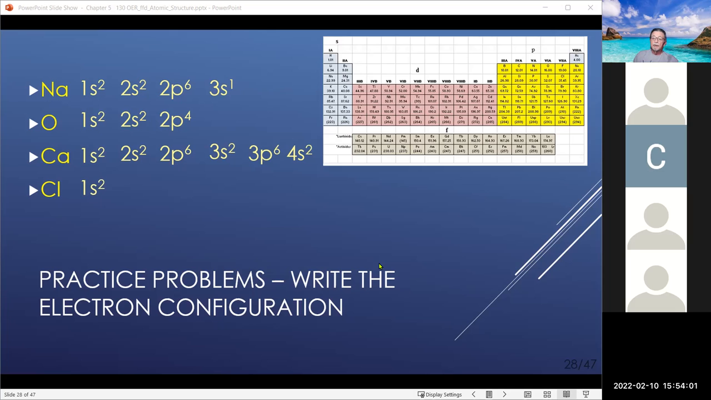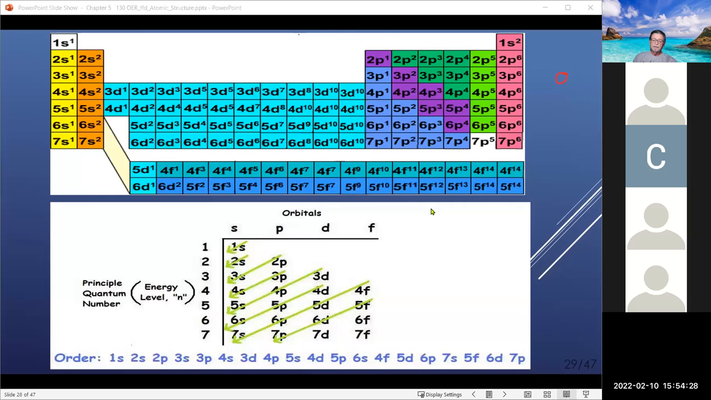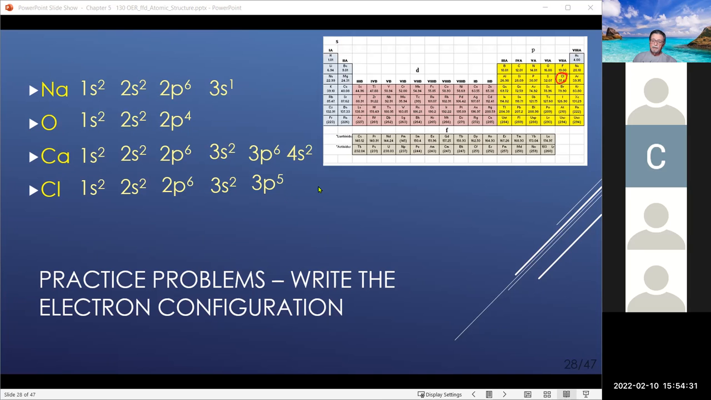All right, so chlorine, where are we at? Chlorine's over there, right underneath fluorine. Marking it to give you an idea where it's at. Right there. We're still in the third energy level. So 1s2, 2s2, 2p6, 3s2, 3p5, okay? 3p5. Notice that chlorine is in group 7 and therefore has 7 valence electrons.